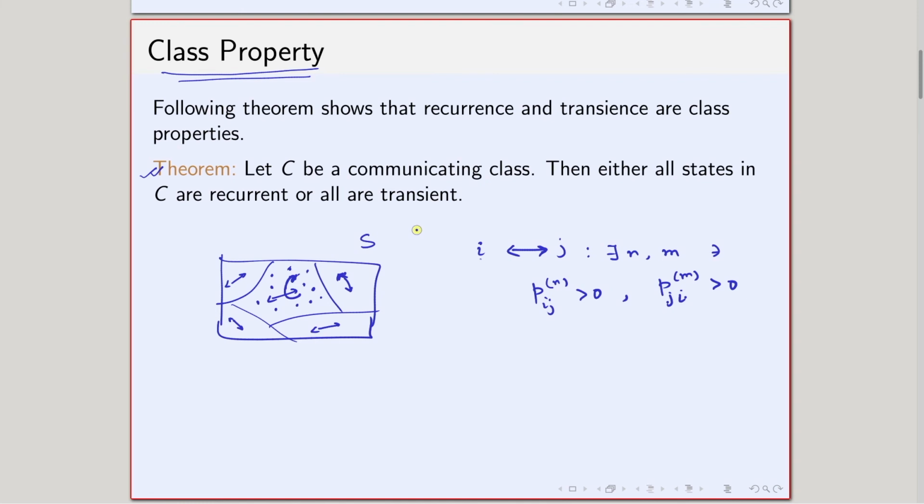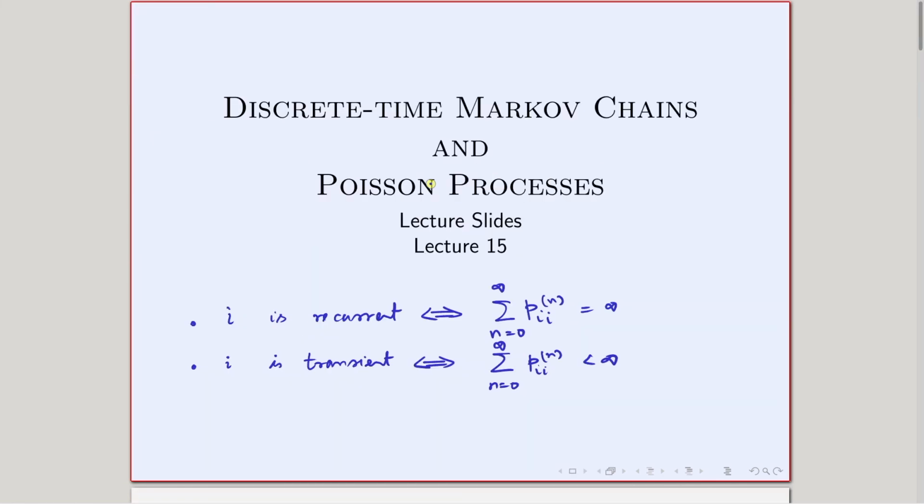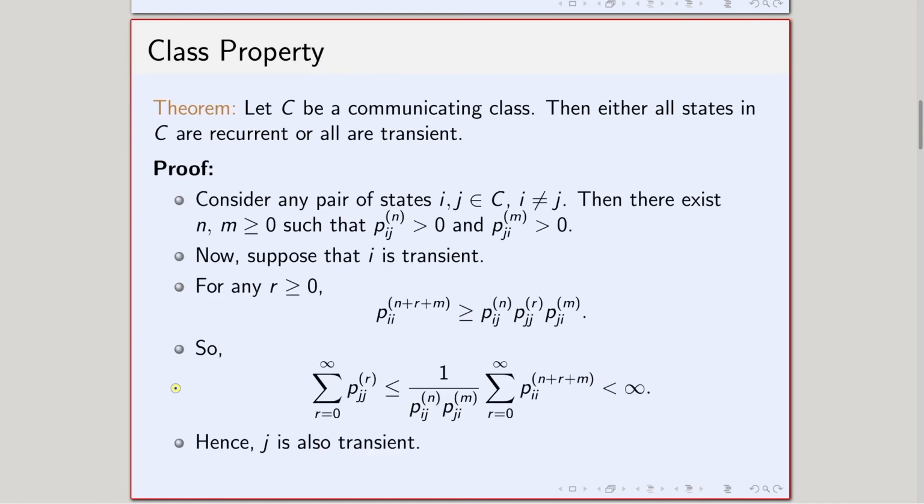Let us move into the proof. To prove this, we are going to use the definition of communication, as well as the Chapman-Kolmogorov equation, and we are also going to use what we saw in the last class. So, let us proceed to the proof.